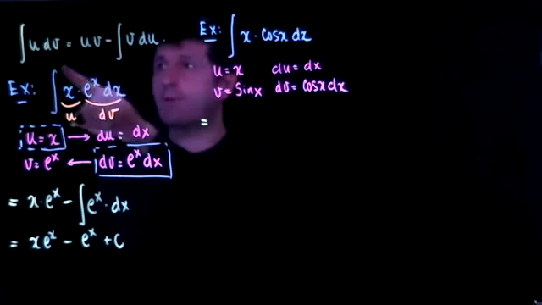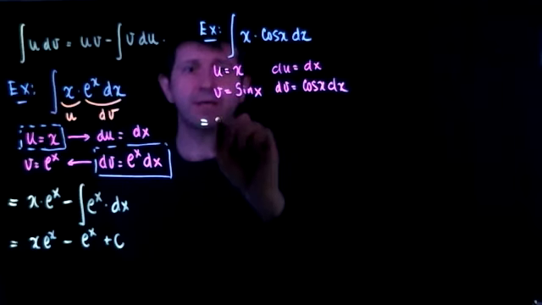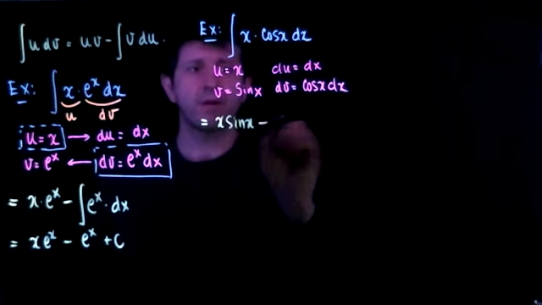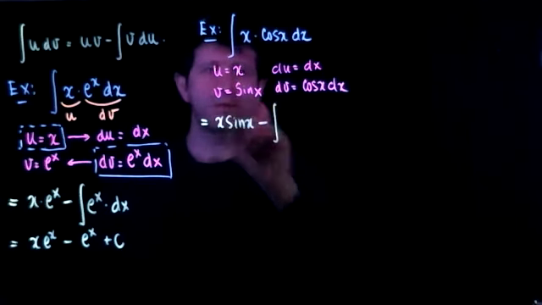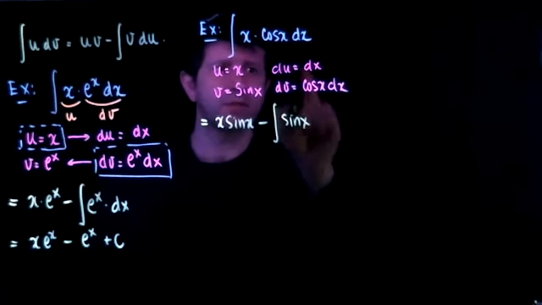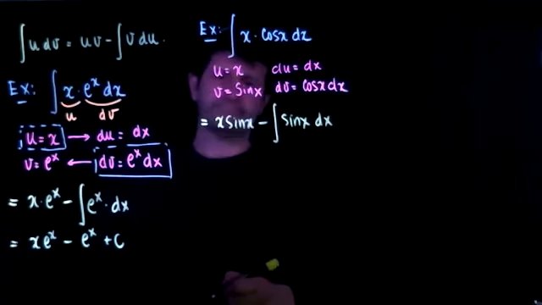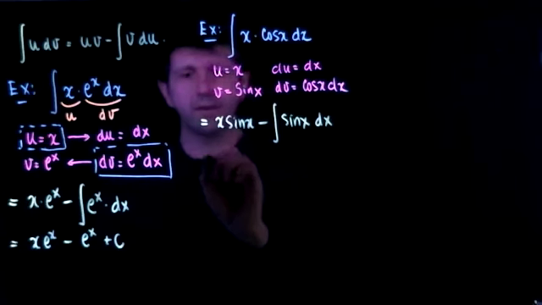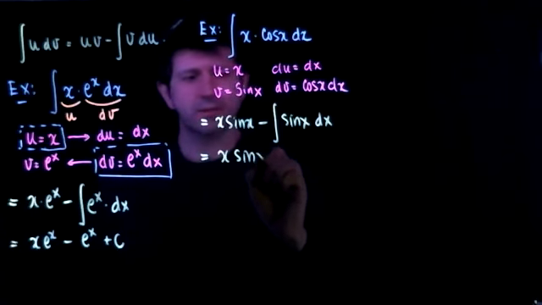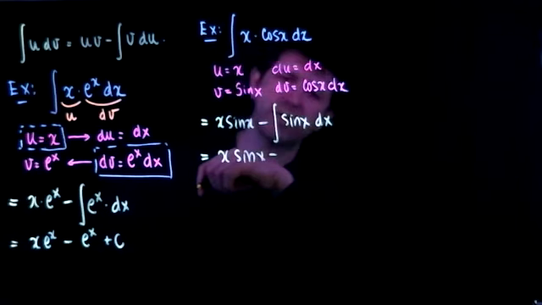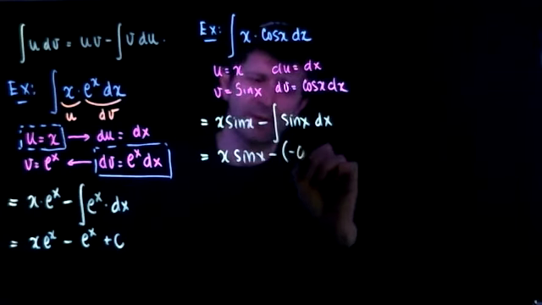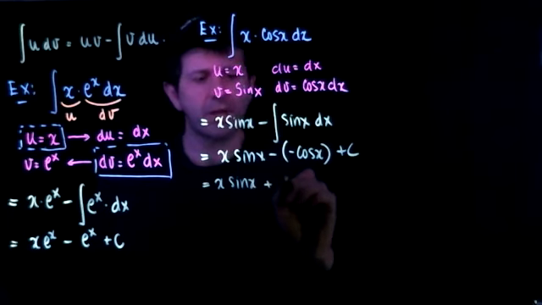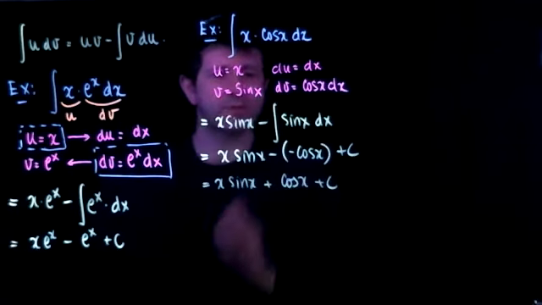Okay, let's do the integration by parts formula. So uv, x sine x, minus the integral of v, which is sine x, du, which is dx. Okay, so it's x sine x minus the antiderivative of sine, which is negative cos, plus c. And so the answer is x sine x plus cos x plus c. This is what I get.